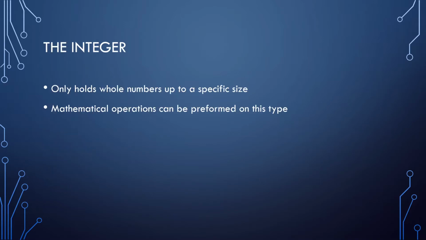The integer. It holds whole numbers up to a specific size. So a variable can only hold a certain amount of information. It cannot be an infinite number. It goes up to a certain size, so you just have to look up the variable you're using, and you can only store a number up to that specific size. And mathematical operations can be used on this type, so you can add, subtract, divide, whatever you prefer, and store the result in another variable or into the same variable.